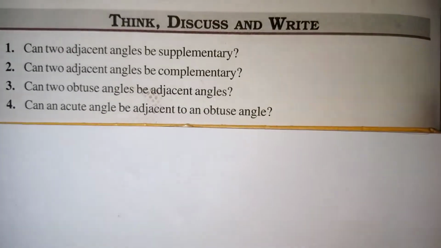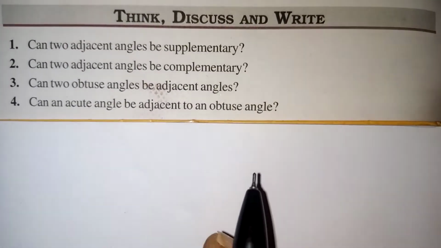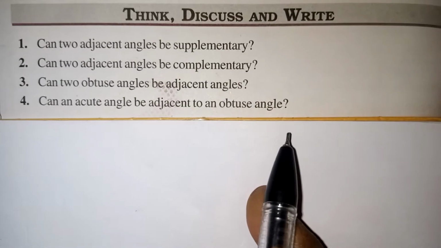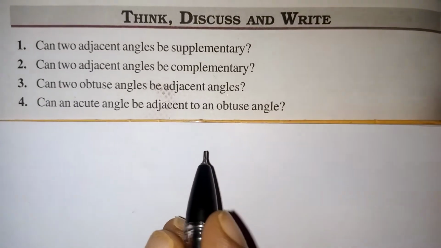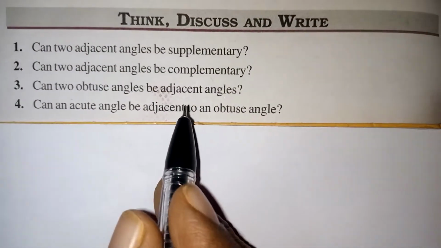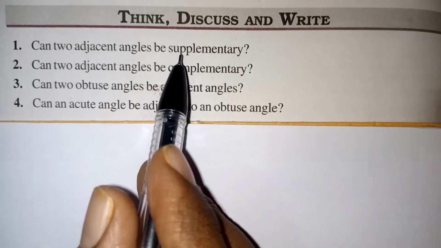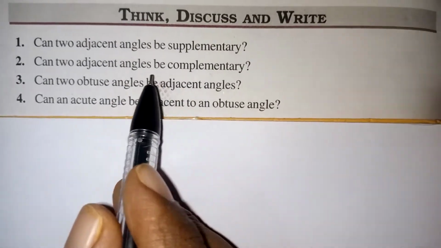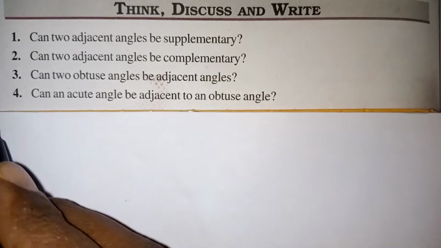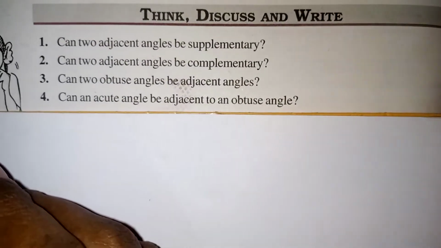Hi students, in this video we are going to learn think, discuss and write from the lines and angles chapter. Now before answering these questions, first you must understand what is adjacent, what is supplementary, complementary, what is obtuse and what is acute. You must understand. Then only you can answer all these questions.